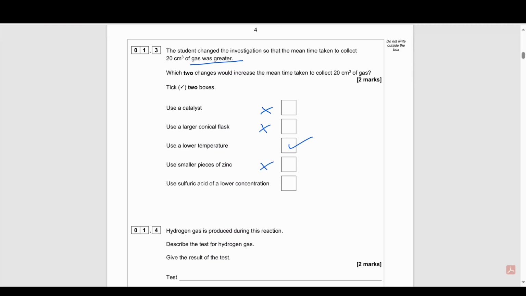And then using sulfuric acid of a lower concentration means that there are fewer reactants, so that means that the time taken to finish the reaction will be longer, so that should be correct too.